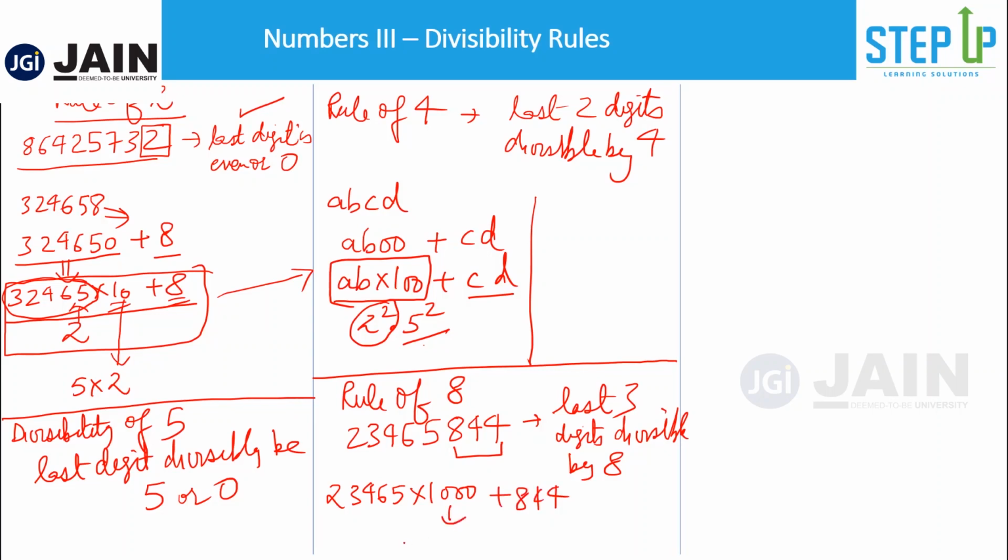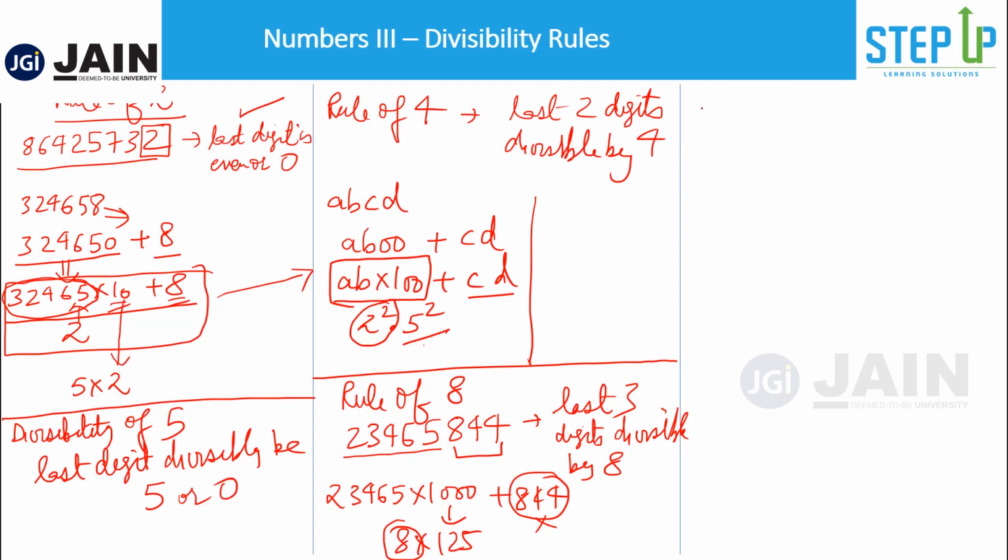Now 1000 is made up of 8 and 125. That means 8 would always be here, so you need not check this whole thing. This would always be divisible by 8. All you have to do is check whether the last 3 digits are divisible by 8 or not. If this is divisible by 8, you can say the number is divisible by 8. If this is not divisible by 8, you can say it is not divisible by 8. So a very simple rule for 8 as well.